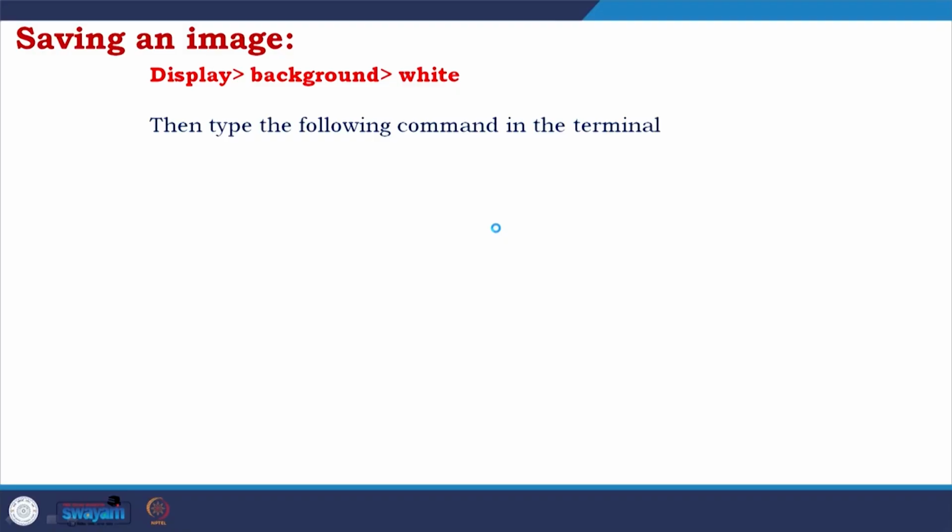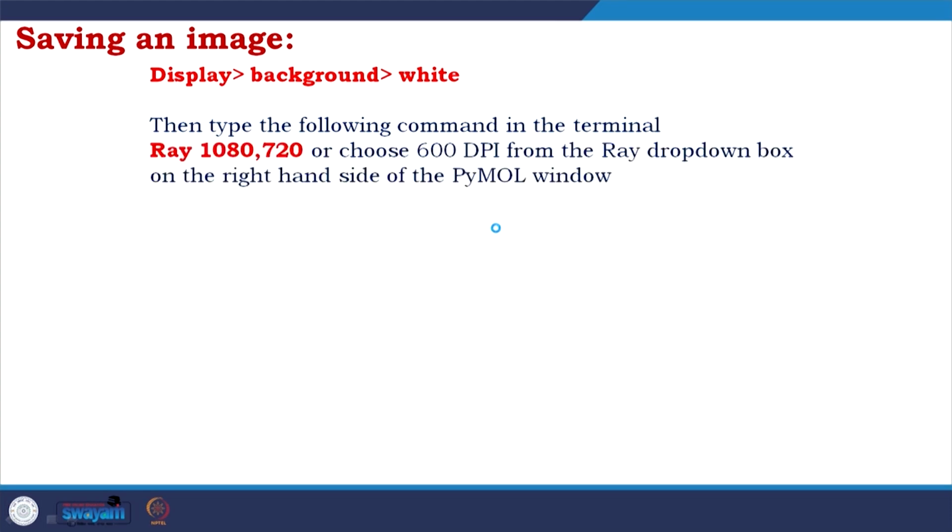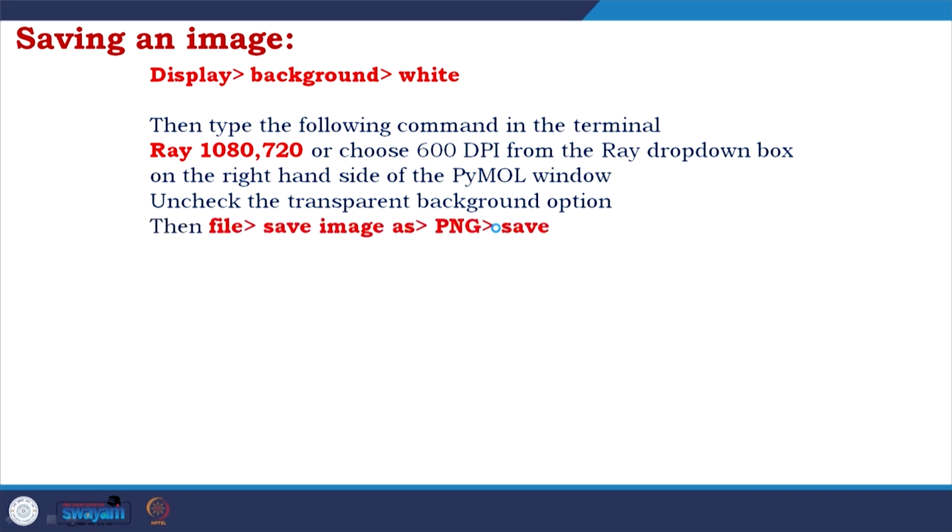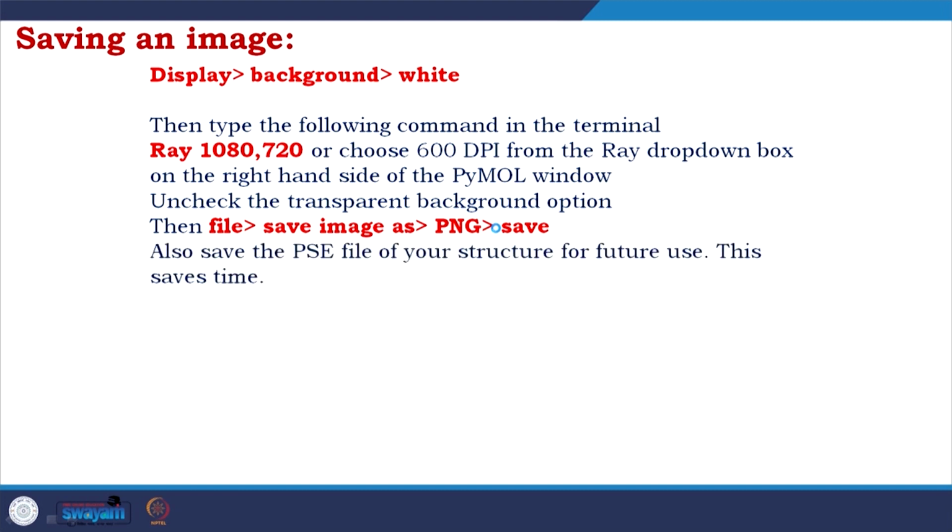Then you have to type the following command in the terminal: ray 1080 720, or choose 600 dpi from the ray drop down box on the right hand side of the PyMOL window. You have two options, and then uncheck the transparent background option. Then file, save image as PNG. If you want to save it in PNG, there are other options, and then save.